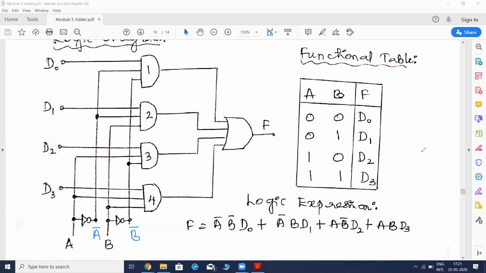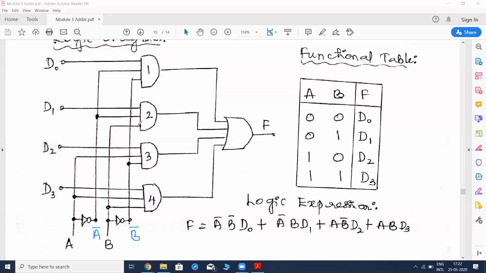Okay, next we shall move on to D1. For D1 we have 0, 1. Okay, 0 means we need to take A complement. So for D1, you take A complement, and for B you observe B. B is directly connected over here. So the functional table and logic diagram should go hand in hand.